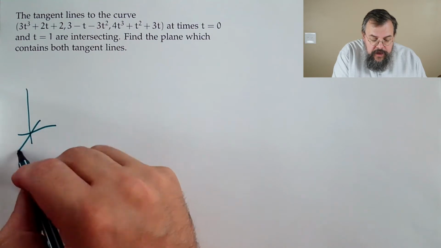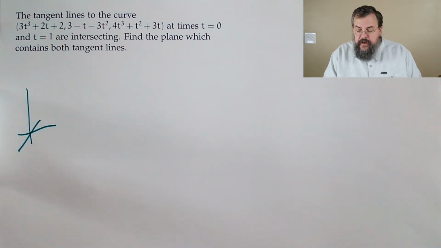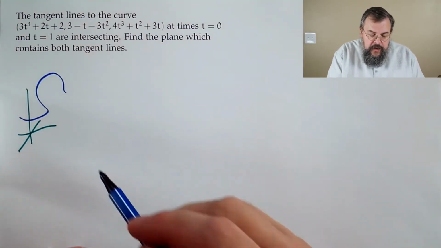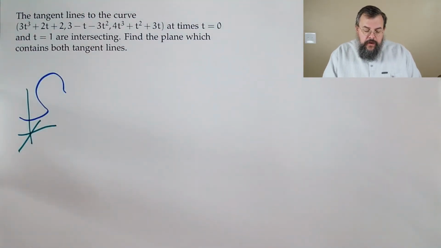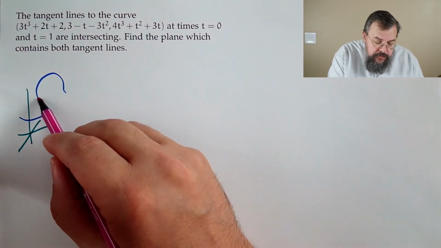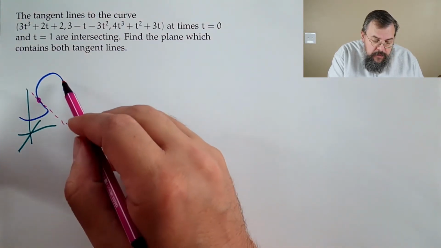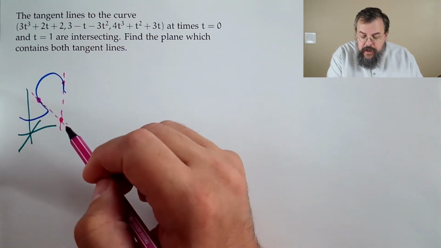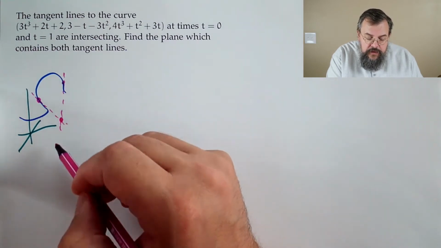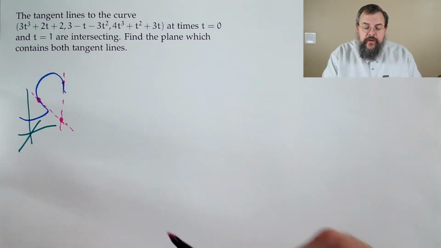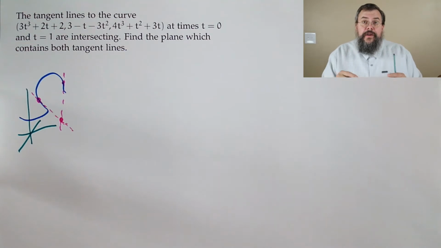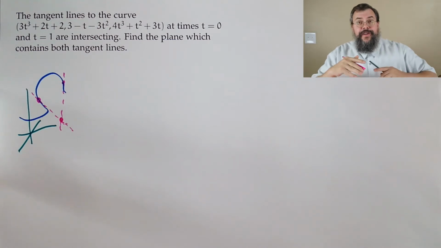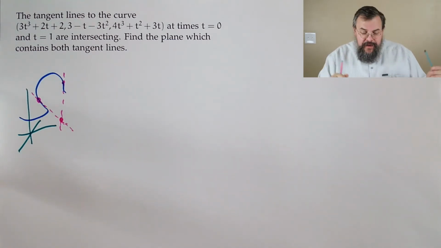Probably what's happening is we have our three-dimensional space, and our curve moves through three-dimensional space in some way. I don't know how, but when we plug in at time t equals 0, we get one line. When we plug in at time t equals 1, we get another line. They intersect somewhere, we don't know where, but now we have two lines that cross each other. So there's a unique plane which contains those lines. Unless, of course, they are the same line, in which case there's infinitely many planes, but I don't think that's the case here.